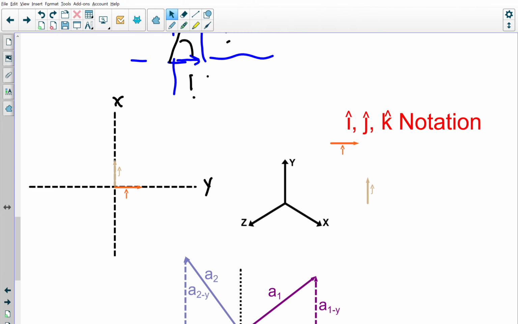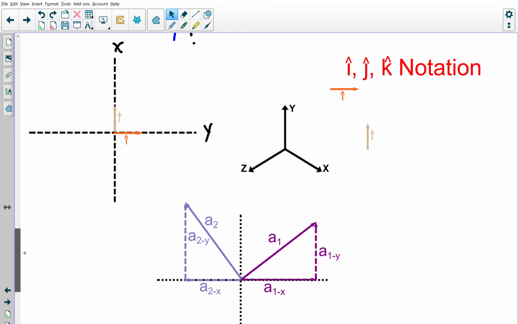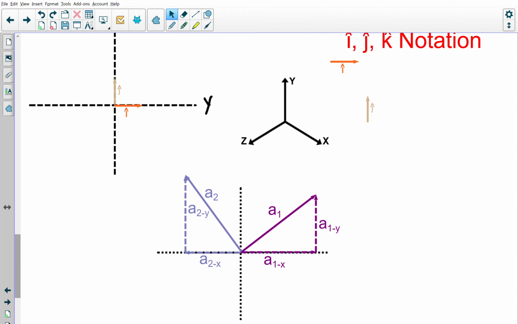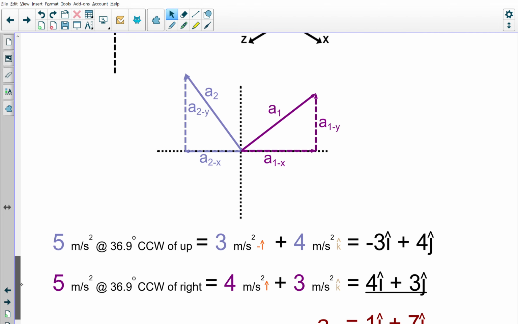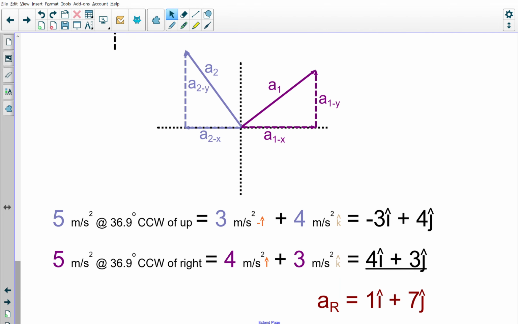Unit vector means it is 1 unit long. The fact that it's 1 unit long means if you use it next to anything, it doesn't change the number. So it's a neat and sometimes useful way to represent vectors. You'll see. Same picture we had up top. Okay? Check this out. Instead of writing 5 meters per second squared, before we said 3 in the negative x and 4 in the positive y, we might write 3 meters per second squared in the negative i and 4 meters per second squared in the positive j. You see those right here.